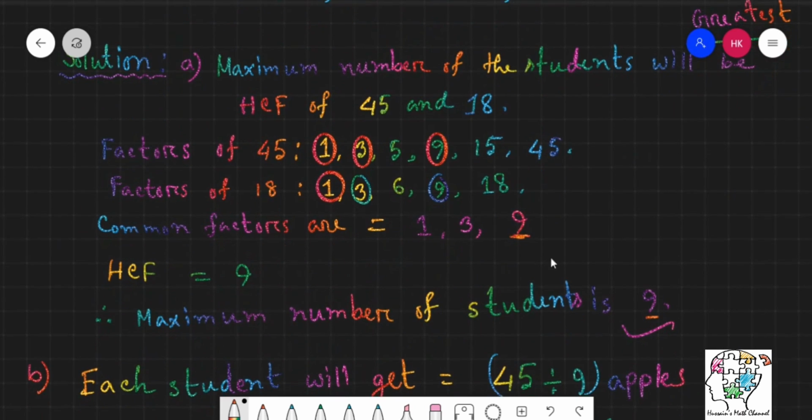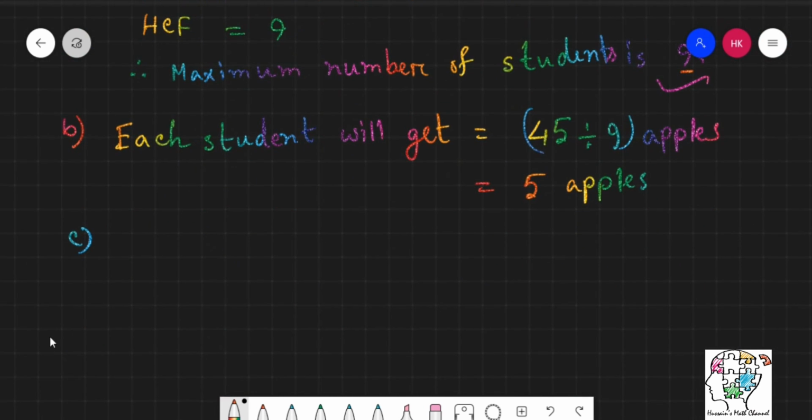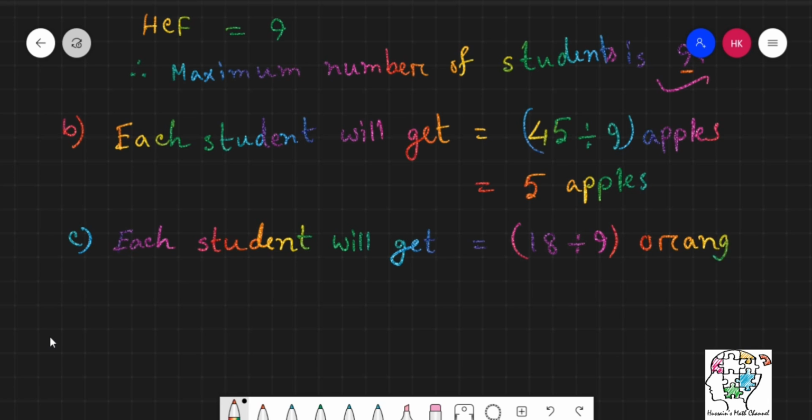Just write each student. Again we write each student will get 18 divided by 9 oranges equal to 2 oranges, which completes our question number C.